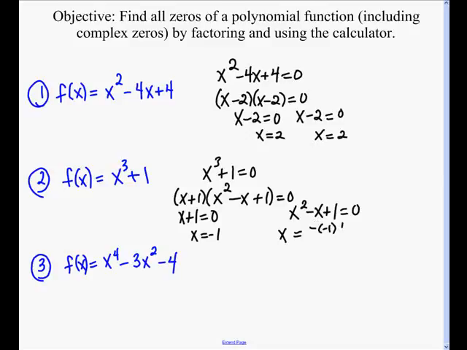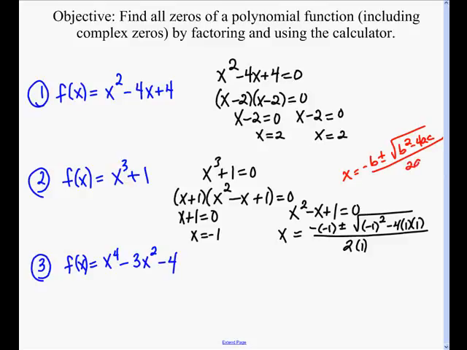So we would have x is equal to the opposite of b, so the opposite of negative 1, plus or minus the square root of b squared, which is negative 1 squared, minus 4 times a, which is 1, times c, which is 1. And that's all over 2 times a, which is 1. So keep that in mind. The quadratic formula is x is equal to negative b plus or minus the square root of b squared minus 4ac, all over 2a. So continuing with simplifying this, we would get x is equal to 1 plus or minus the square root of 1 minus 4, which is negative 3, over 2.